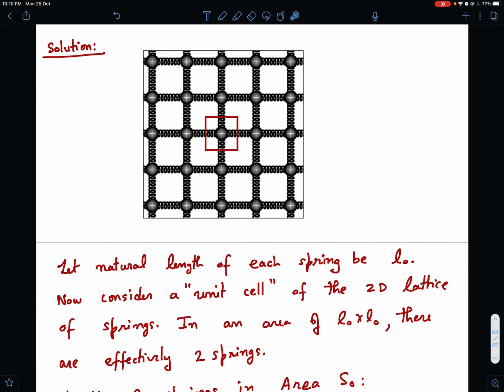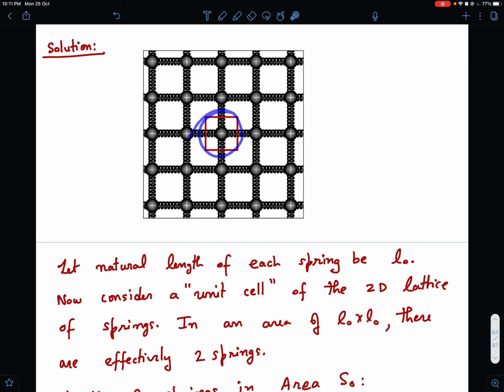So how do I visualize this? Let the natural length of each spring be L naught. Every spring has a natural length L naught. Now consider a unit cell of the 2D lattice. I can believe that the grid is made up of joining small squares like this, and you can make the entire grid by joining this type of square. So this I am calling the unit cell of the grid.